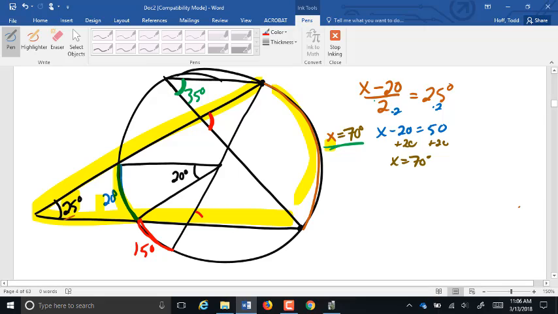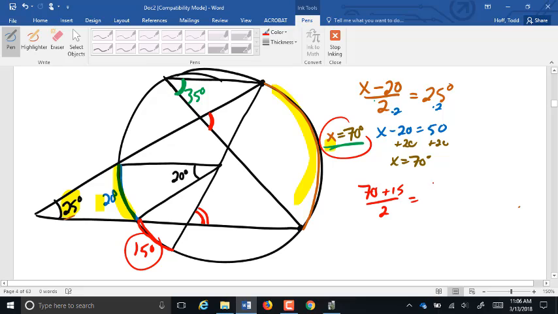I can find this angle. How would I find that angle? Well, we have the 15 and the 70 divided by 2. There you go. 70 plus 15 over 2, that's 85 over 2, makes that 42.5 degrees.